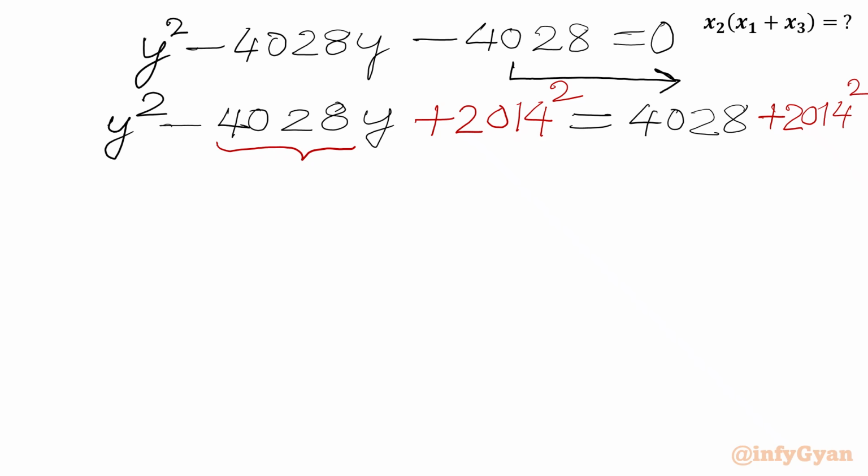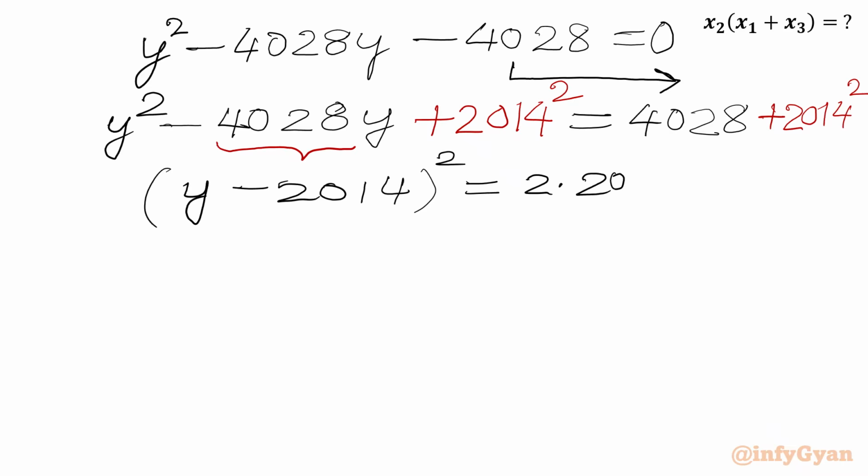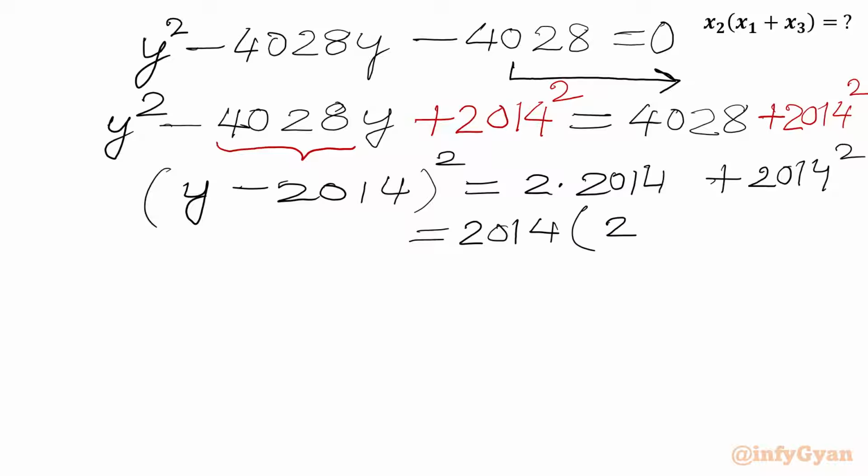Now the left hand side will give y minus 2014 whole square. And the RHS is 4028 plus 2014 square, which we can write as 2 times 2014 plus 2014 square. Now we can simplify the RHS. We can take 2014 common. So in the bracket we can write 2 plus 2014, or I can write 2014 times 2016.